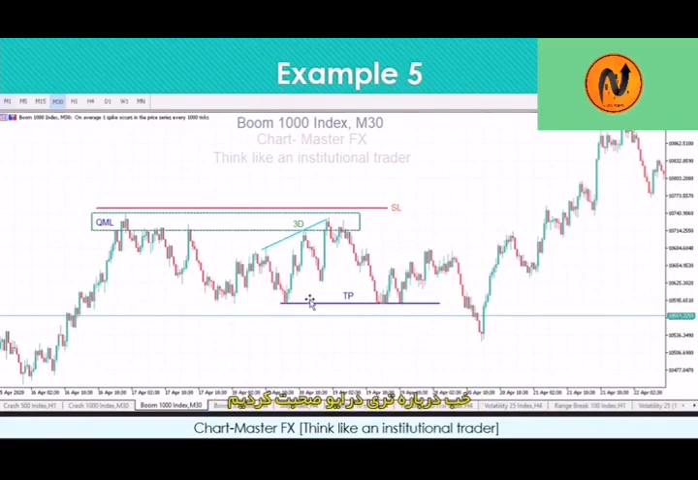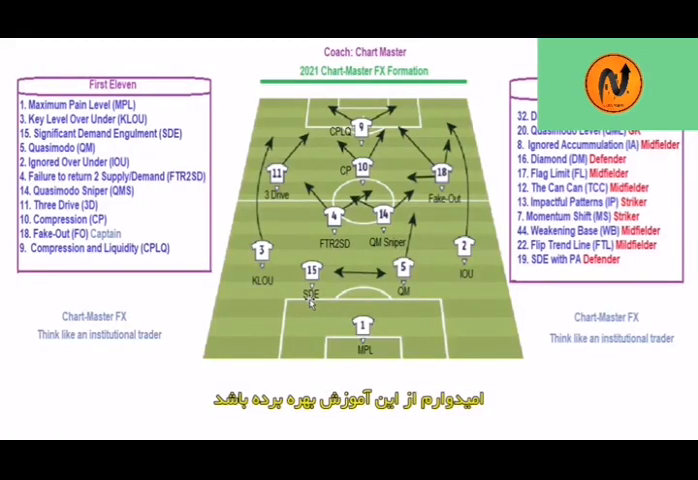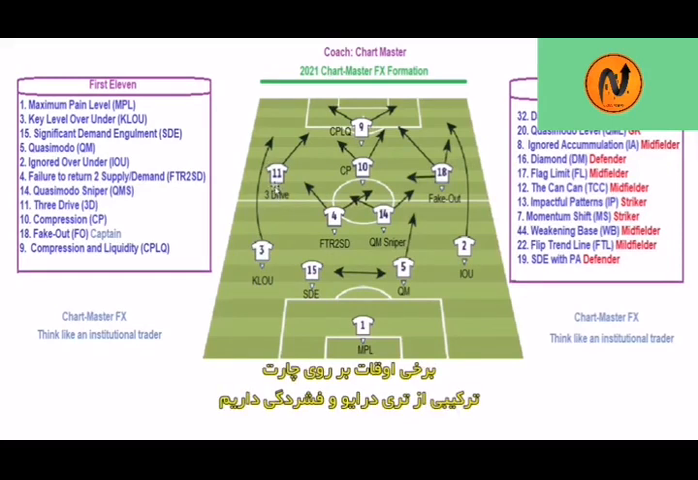So yeah, that's it on the 3 drive, guys. I hope you have learned something from this tutorial. As you can see, this is our formation, guys. You can see that this is the 3 drive here, and sometimes on our charts we have a combination of the 3 drive and the compression, guys. So these two help each other.